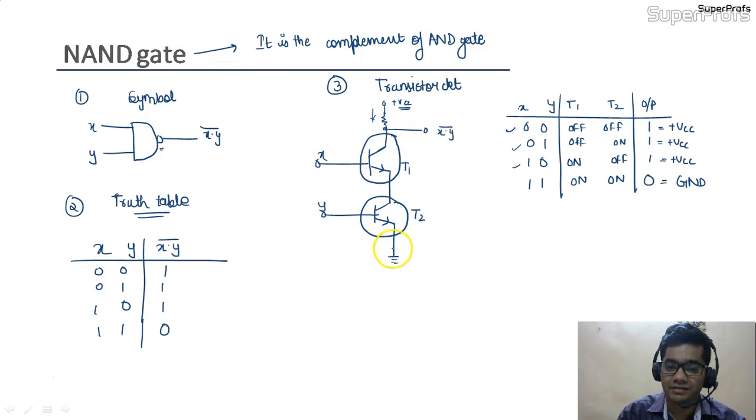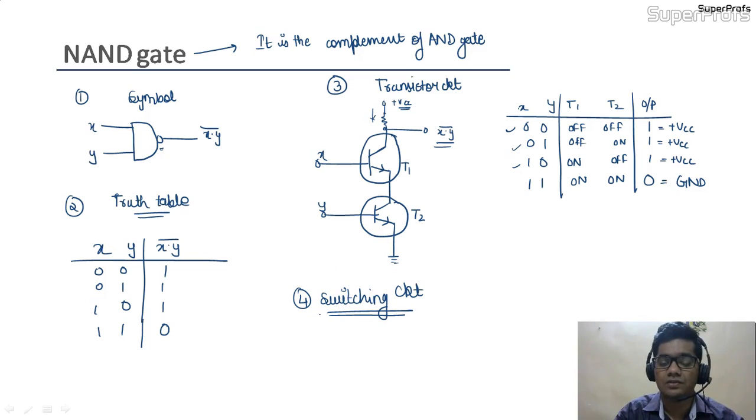In the AND gate we have taken the output from this point, but in the NAND gate we are taking the output from this point. Now quickly we are going to discuss its switching circuit also. What should be the switching circuit? As it is the complement of the AND gate, the switches would be in series connection, but as it is the complement, the series connection would be in parallel to the bulb.